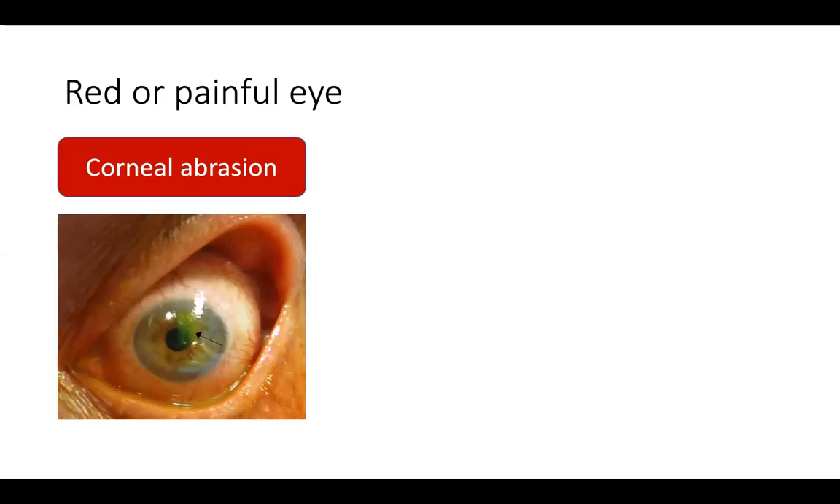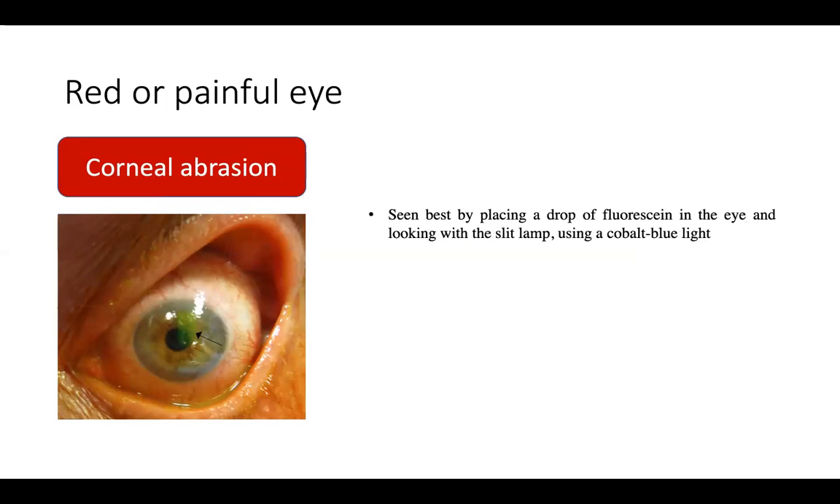Corneal abrasions are seen best by placing a drop of fluorescein in the eye and looking with the slit lamp using cobalt blue light. Damage to the corneal epithelium is revealed by yellow fluorescence of the exposed basement membrane underlying the epithelium. It is important to check for foreign bodies and to remove them if present.